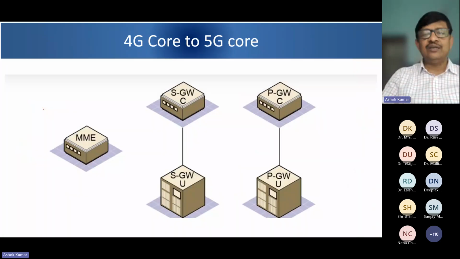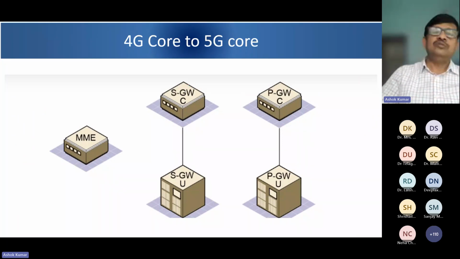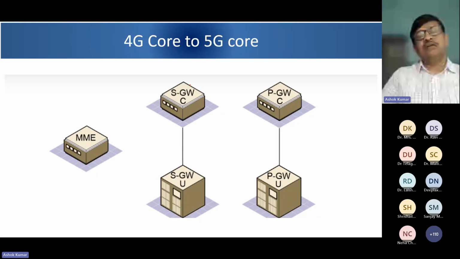What they try to do is, as I said, the serving gateway SGW does the control plane part and also the user plane part. So they have broken SGW into two network functions: SGWC, where C stands for control plane, and SGWU for user plane. They have now completely segregated the user plane part of SGW and the control plane part of SGW.